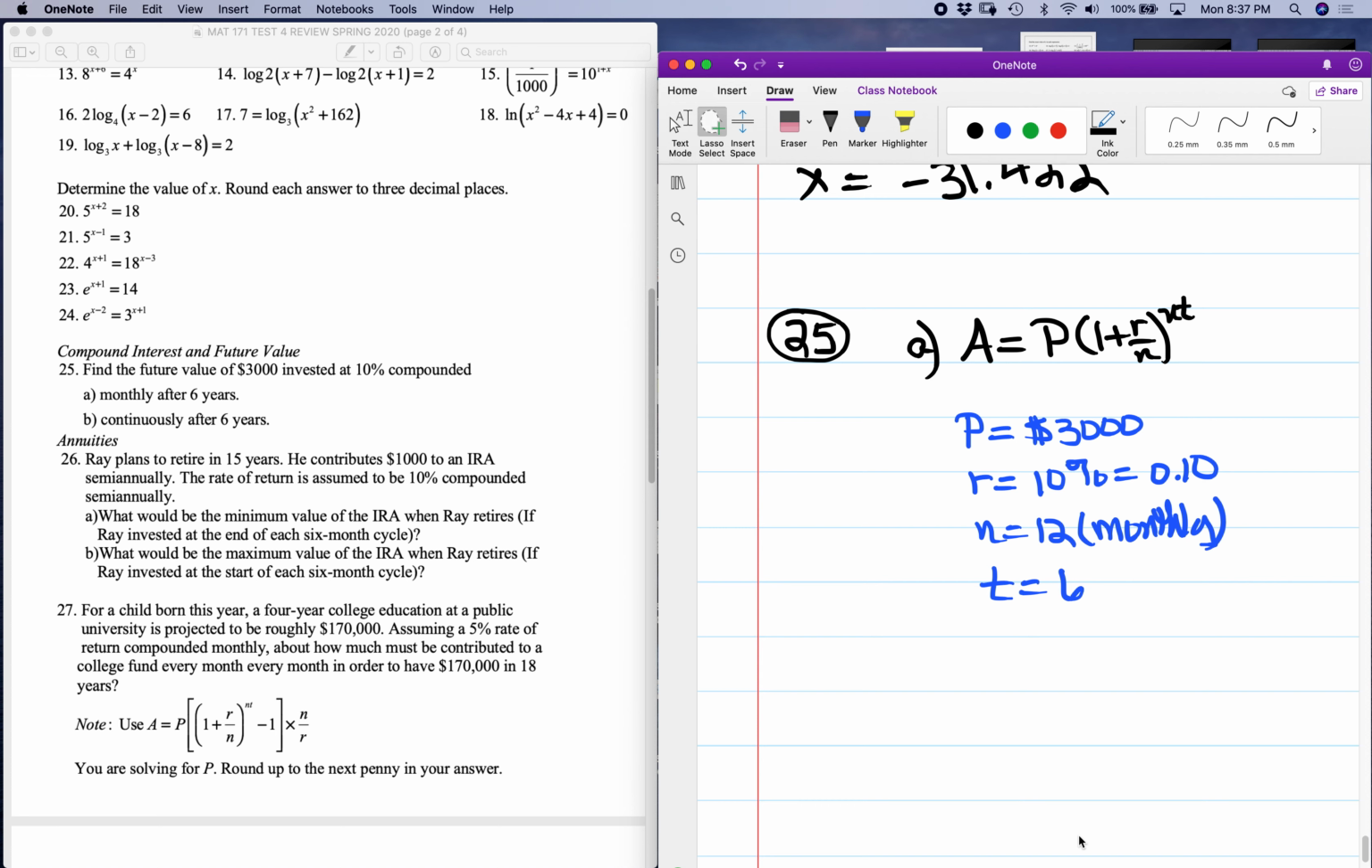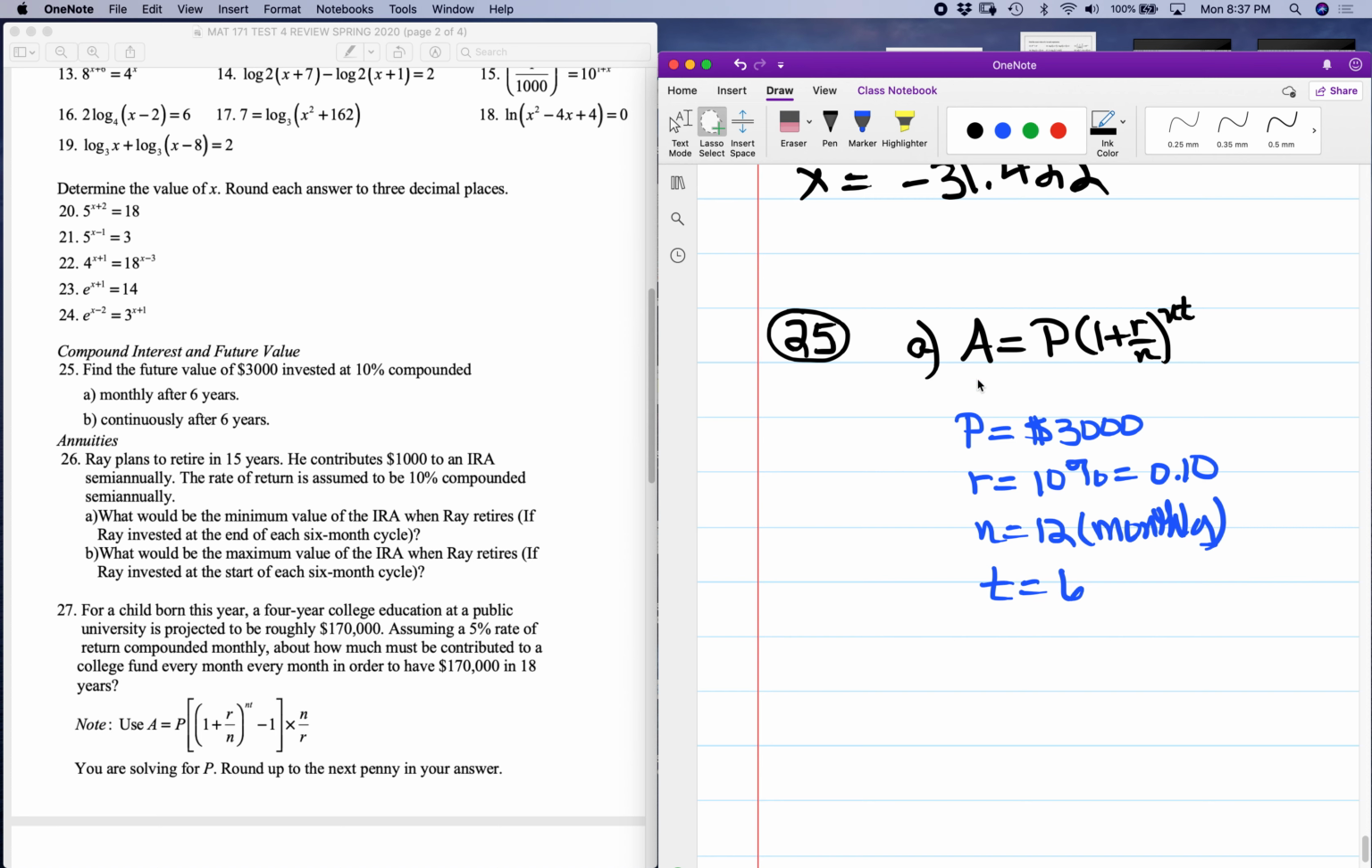Okay, for what we have in 25, we're looking at compound interest. In part A, it says to find the future value of $3,000 invested at 10% compounded monthly after 6 years. So for non-continuous compounding, this is the future value formula.